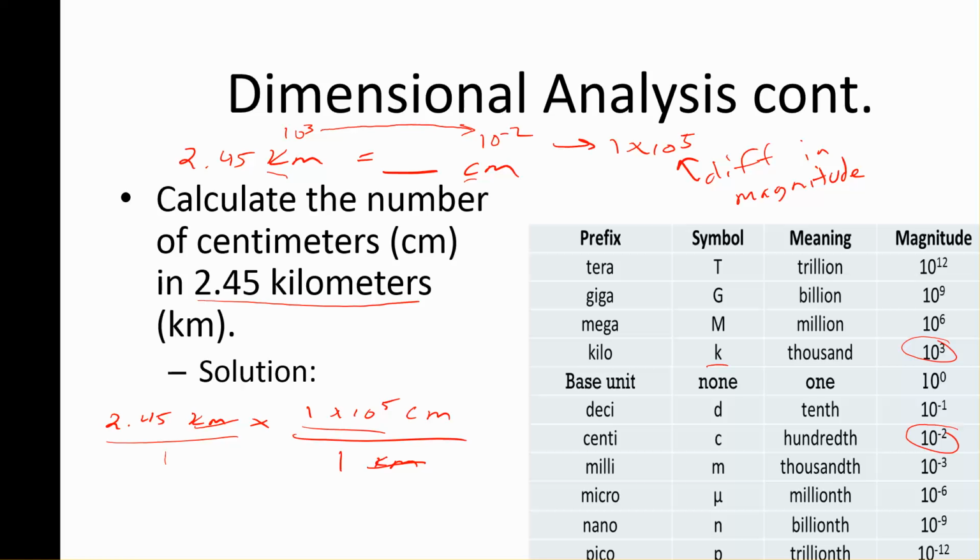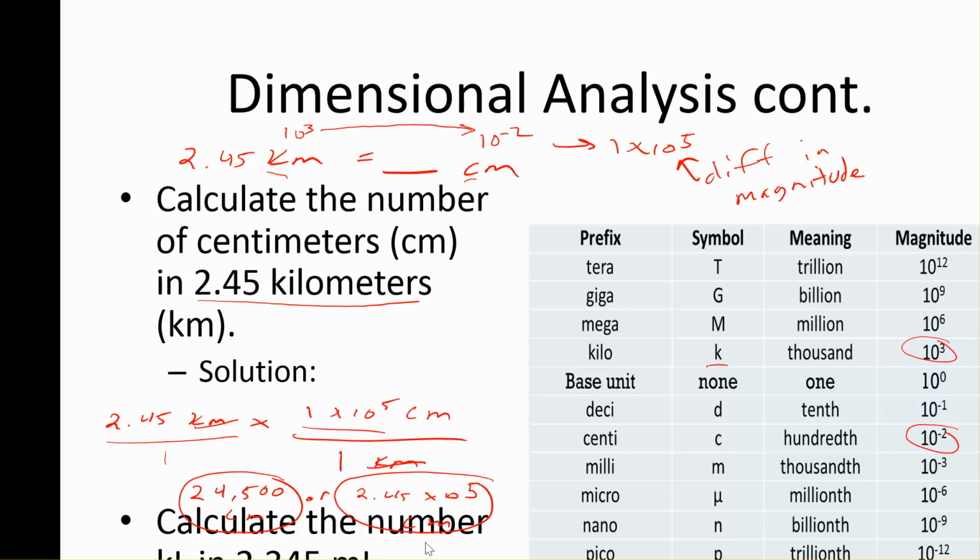And we would find when we multiply that, we'd get 24,500, or in scientific notation, which is a perfectly acceptable way to leave it, 2.45 times 10 to the 5th centimeters. Now notice in my answer, I'm also putting my units. Always do that. All right.